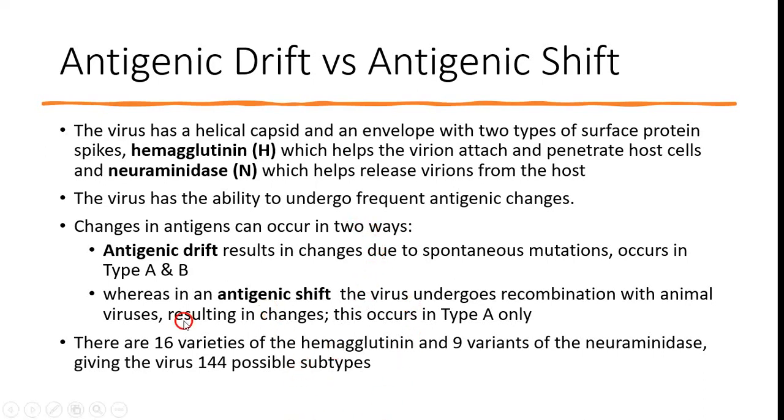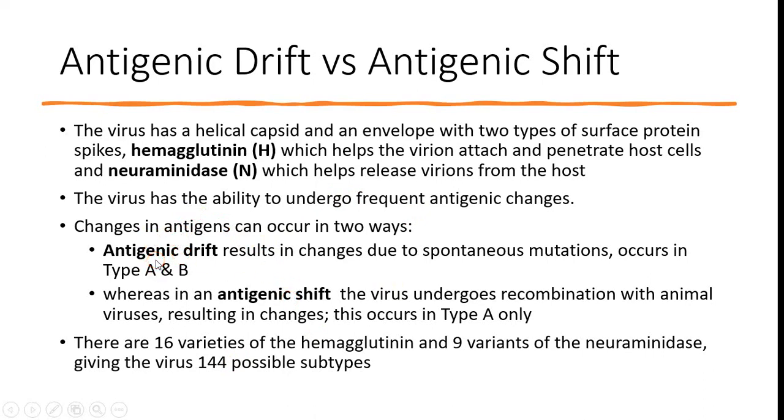Why? Because if you look down here, if I skip to the last bullet, there are 16 variations of H and 9 variations of N. If you take all the combinations, you'll have 144 possible combinations. So it can keep changing and changing, and each year you're going to have a different combination. So how does that happen? Again, because of antigenic drift and antigenic shift.